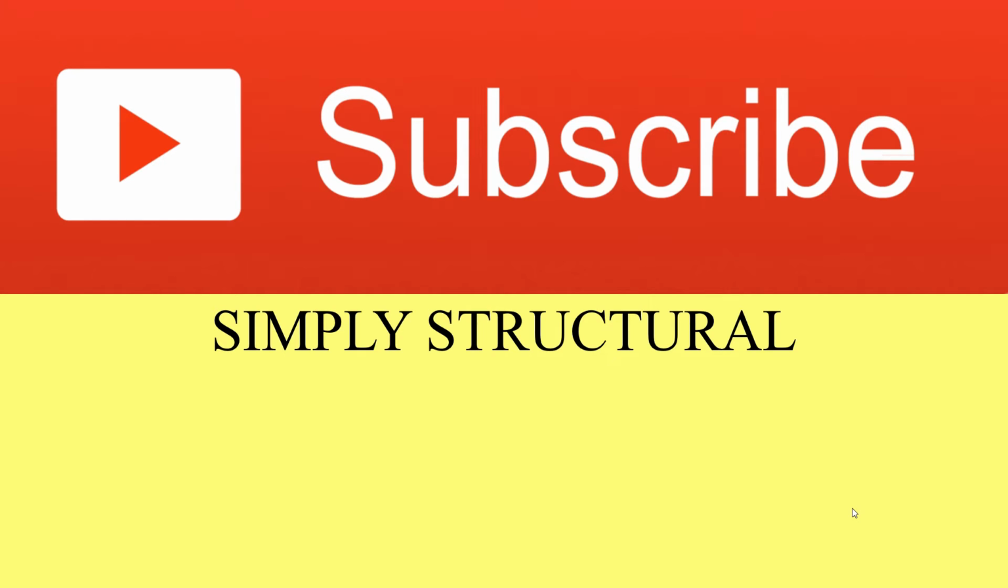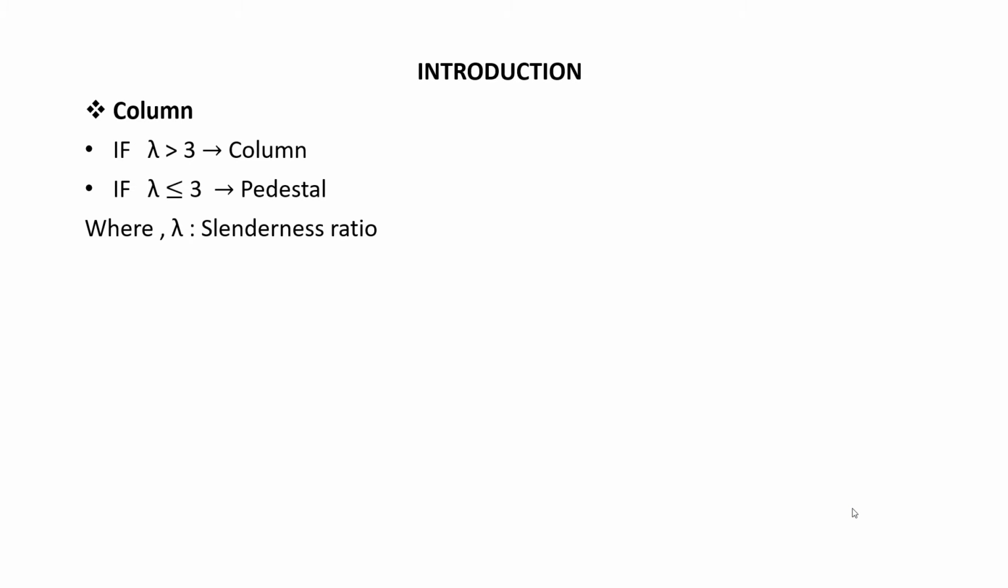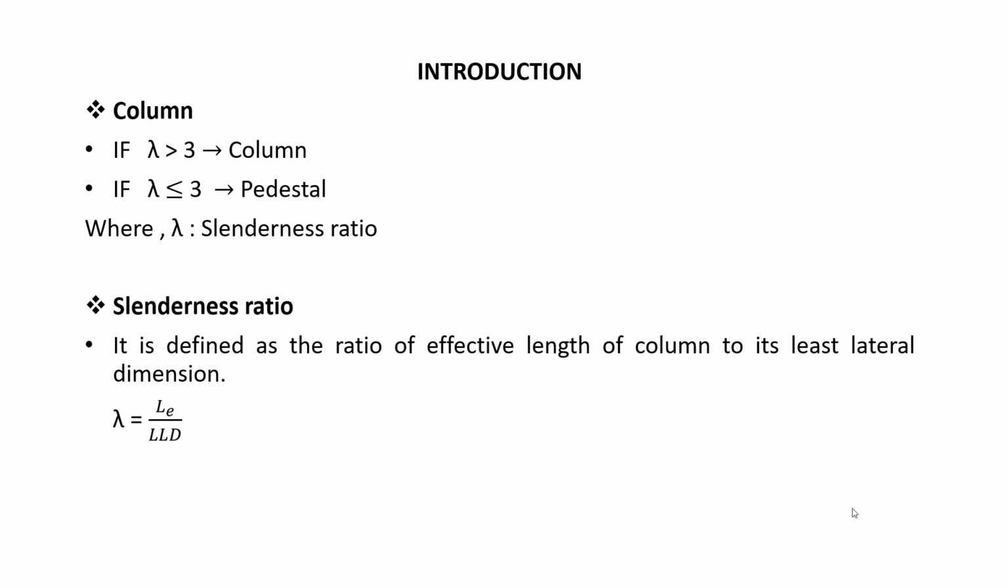In the first part of this video, I will discuss some of the important terms that you must know before designing the columns. So first is the difference between the column and the pedestal. If my slenderness ratio is more than 3, then I will call it a column, and if it is less than or equal to 3, then I will call it a pedestal. By slenderness ratio, I mean the ratio of the effective length of the column to its least lateral dimension.